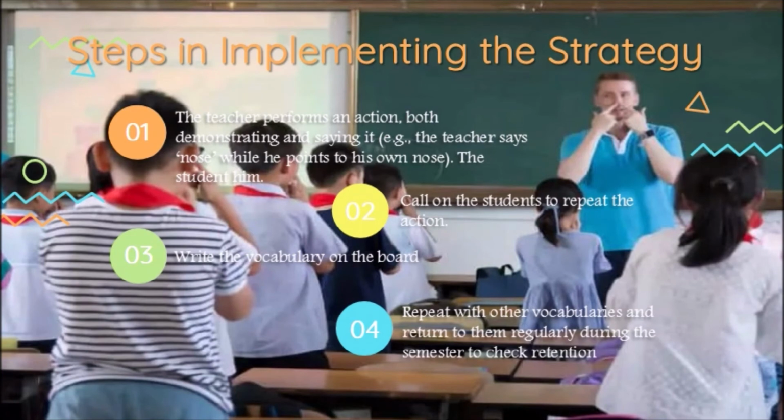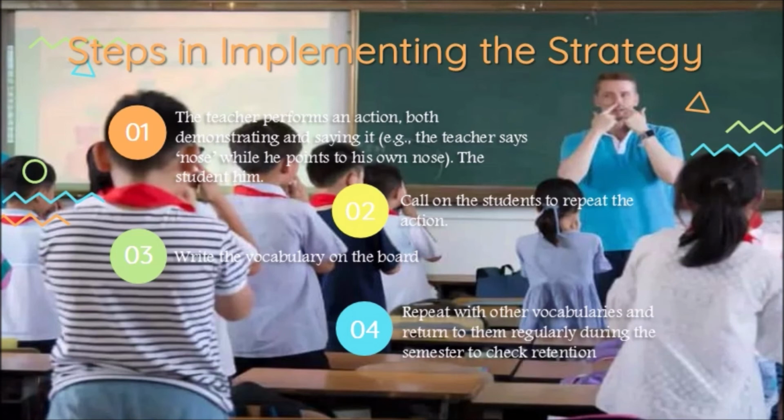Okay, the next about steps in implementing the strategy of total physical response. So the first, the teacher performs an action, demonstrating and saying a vocabulary. For the example, you can see the picture. The teacher says nose, while she points to her own nose, and then the students follow her.